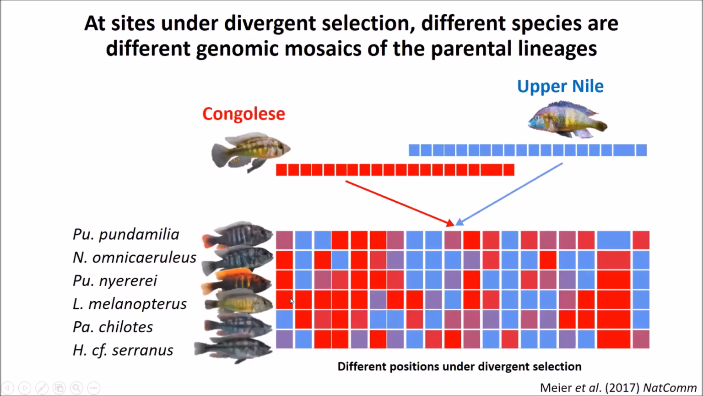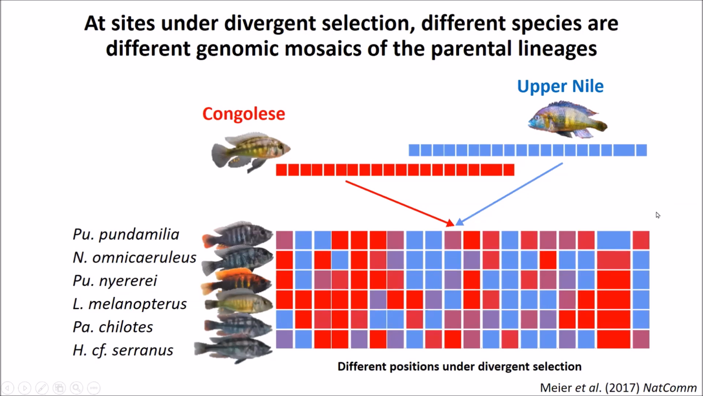And by looking at the genetic variants that show evidence of divergent selection between the species in Lake Victoria, this is more or less what we find. There are many sites, shown here, where some species have fixed the Congolese allele and other species have fixed the Upper Nile allele. For instance, here is a site where these 3 species have fixed the Upper Nile allele and these 2 species have fixed the Congolese allele. This one has again fixed the Upper Nile allele. Across these sites, you can see that the different species are different mosaics of these 2 lineages.